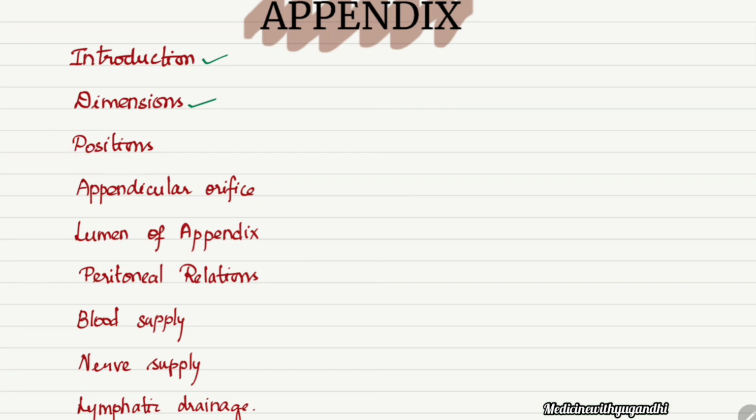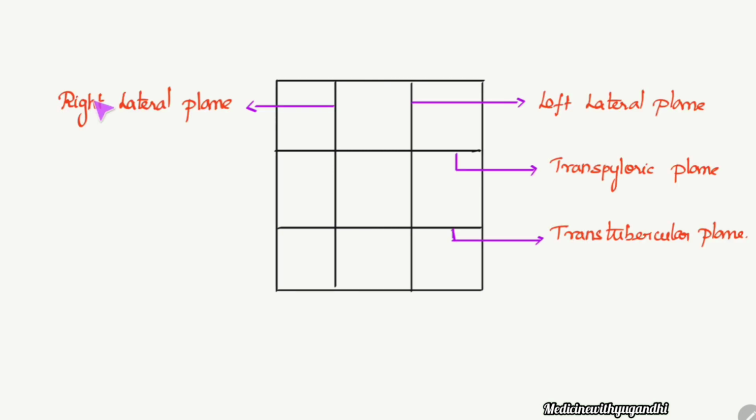Now coming to the positions. Before that I would like to talk about the abdominal quadrants, right? Hope you all know that 4 planes divide the abdomen into 9 quadrants. Let us see what the planes are. One is the right lateral plane and the next is the left lateral plane. These 2 planes pass longitudinally through the abdomen. And there are also 2 other planes that pass horizontally. One is the transpyloric plane and the other one is the transtubercular plane.